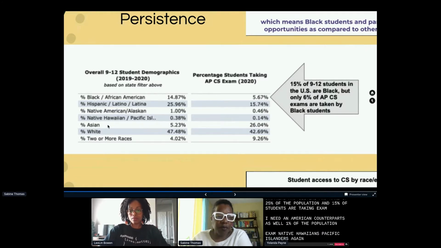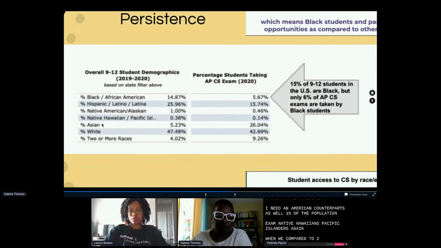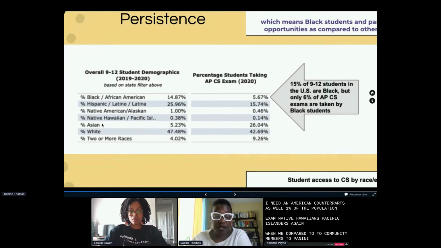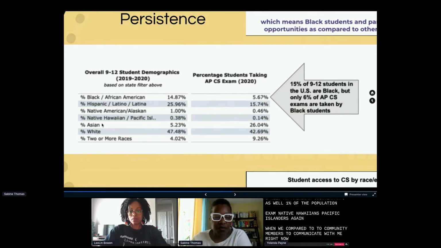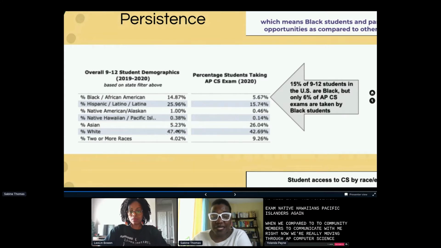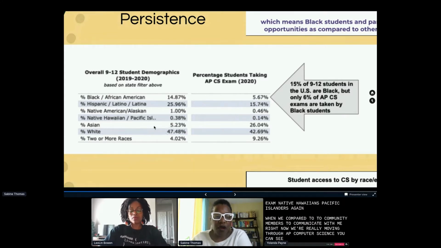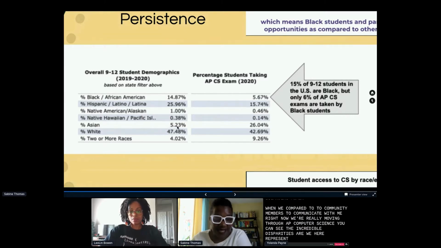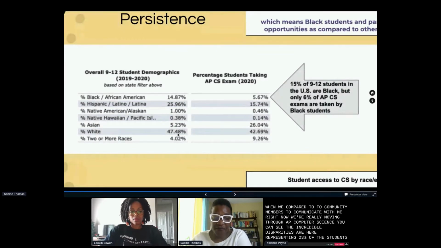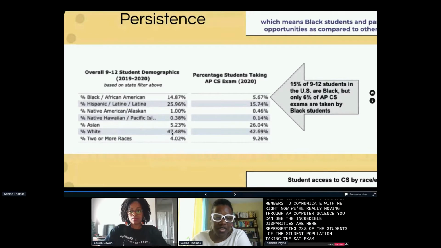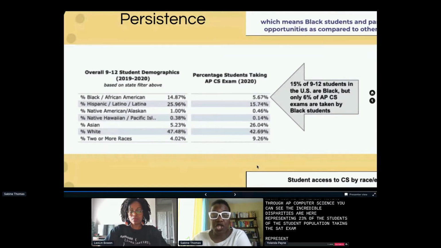And when we compare to two community groups right now who are really moving through AP Computer Science, you can see the incredible disparities. Our Asian community here represents 5.23% of the student demographic, with 26% of the student population taking the AP exam. And same thing with the white community, 47.48% represent the student demographics, with 42% taking the AP exam.